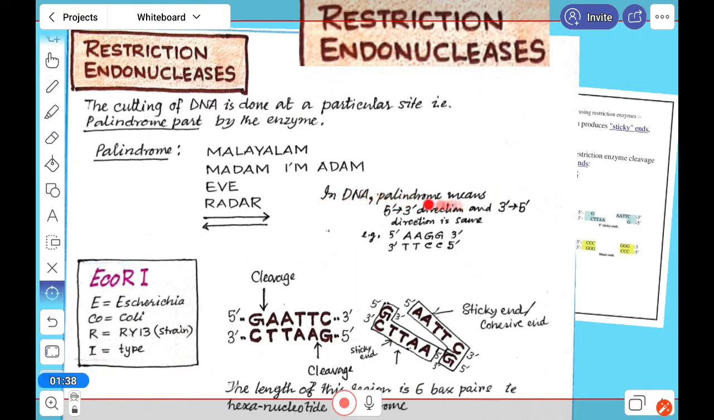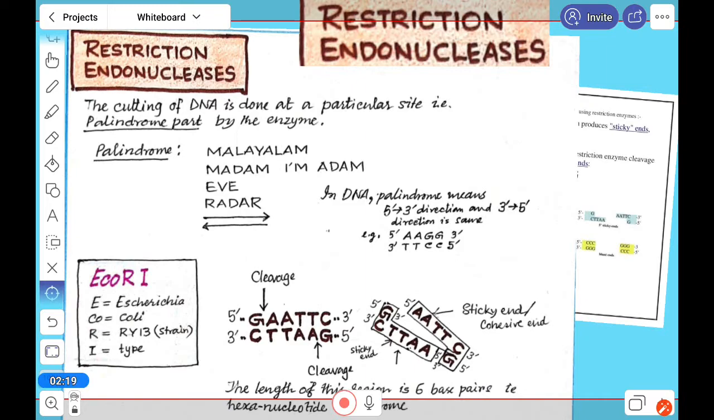In DNA, a palindrome means that the 5-3 direction and the 3-5 direction are the same. Look here, in the 5-3 direction, AAGG, and in the 3-5 direction, TTCC. In this way the 5-3 and the 3-5 are the same, and this is called the palindrome. And restriction enzyme can work at the palindromic site.